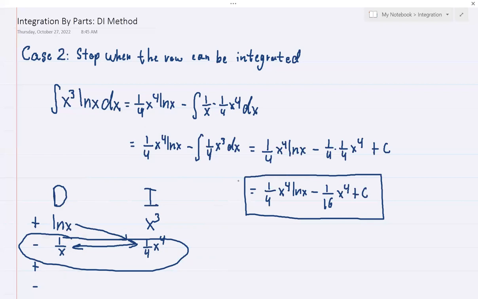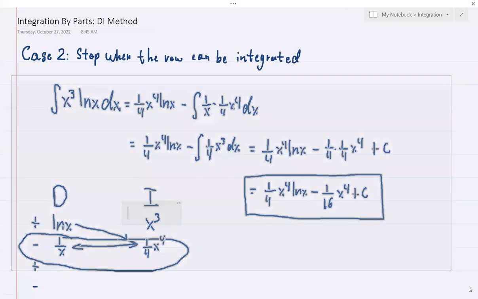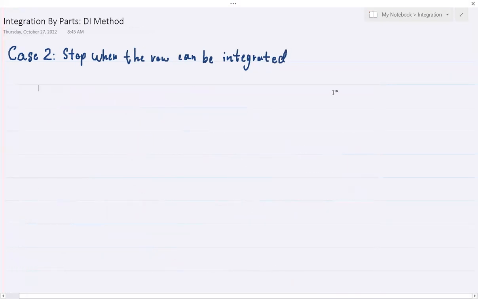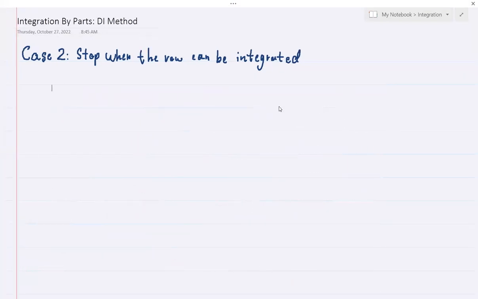Stop when the row can be integrated. Now, here is our last case. For your last case, this is your third case, or case number 3. Let's get the integral of e raised to x times cosine x.